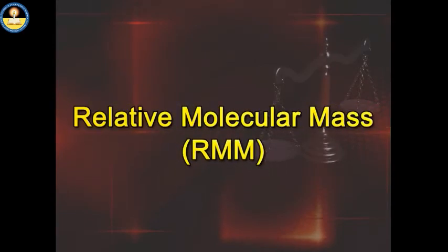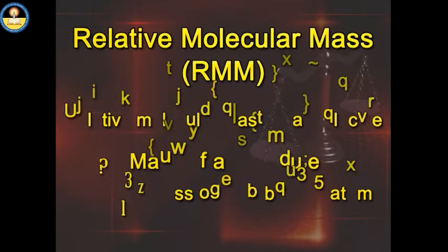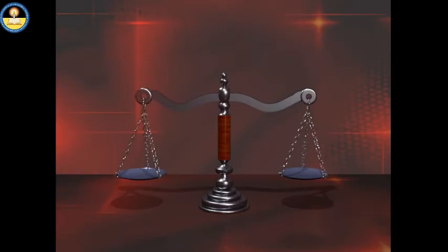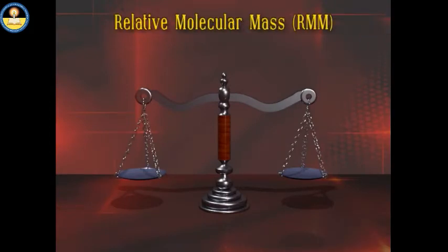We will now learn about relative molecular mass. Relative molecular mass of a molecule is equal to mass of a molecule divided by 1/12 the mass of a carbon-12 atom. Let us explain it with the help of a water molecule.